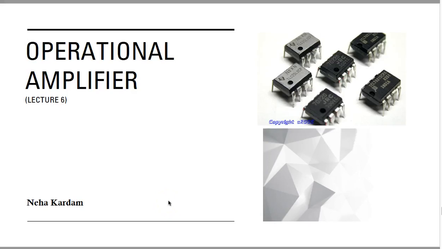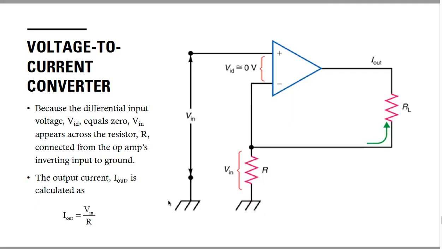Hello everyone, welcome to the sixth lecture on operational amplifiers. In this lecture, we're going to see different types of popular op-amp circuits. So let's get started. The first circuit we have is the voltage to current converter.